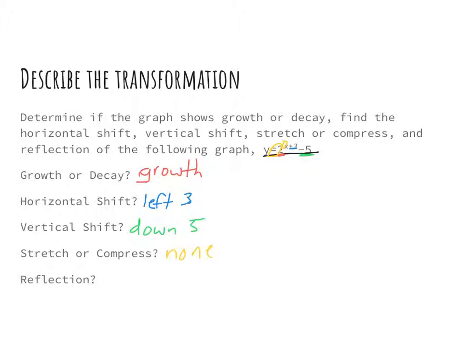And finally, for the reflection, we look, do we have a negative out in front or a negative for our variable? They're both positive. And it's kind of hard to see with the circles, but if you look, the 2 is positive, the x is positive, so that means there is no reflection as well. Okay, so this is what we're going to be expected to do in our check-in.